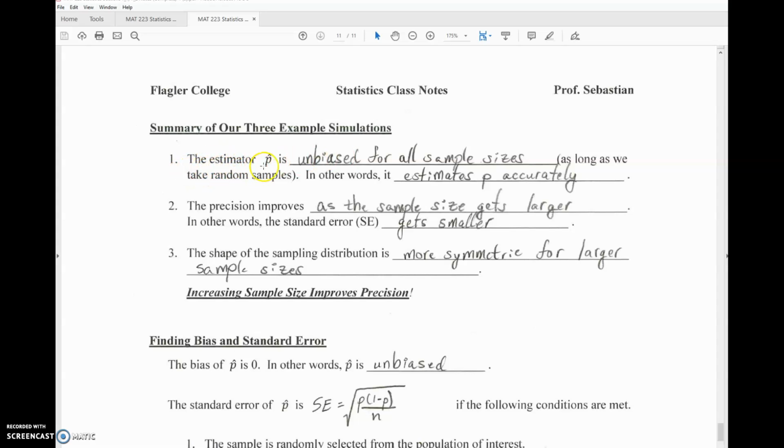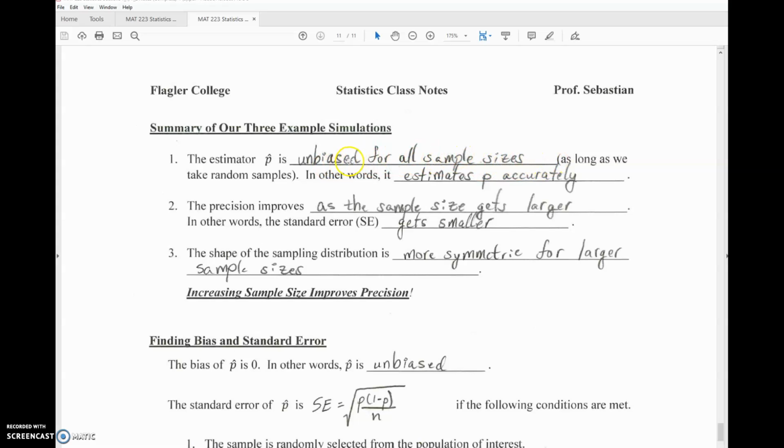First of all, the estimator p hat, right? So the sample proportion we compute from each of our samples, running them over and over and over again. Each time we ran a sample, we got a p hat, we plotted it. We ran another sample, we got a p hat, we plotted, etc. 10,000 times of size 100 in the last simulation, 10,000 times of size 10 in the second simulation, and I just did a few of size 4 in the first one because it's such a small sample, it's not that interesting. All right, now the estimator p hat is unbiased for all sample sizes.